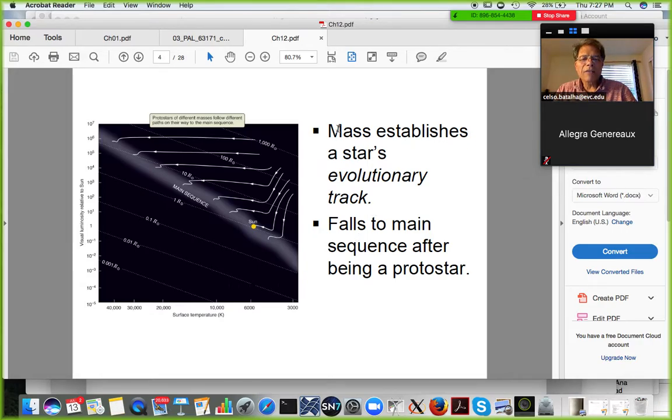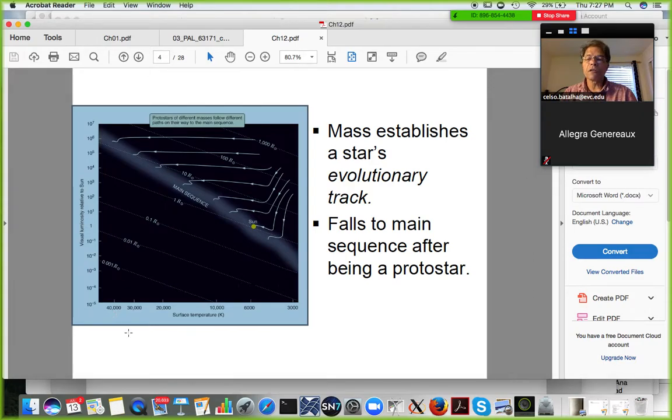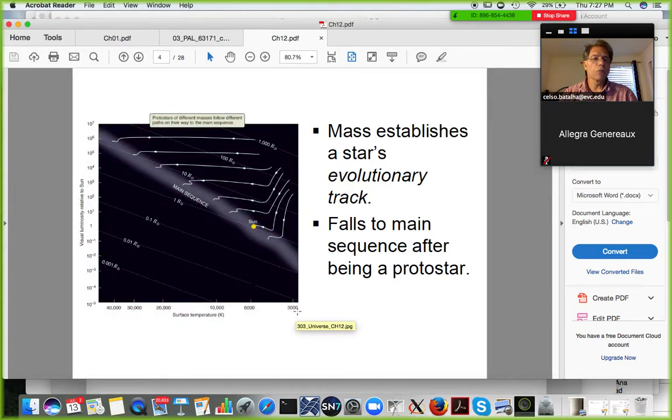So mass established the stellar evolutionary track. And that is what this diagram attempts to indicate. We have a diagram that gives you in the y-axis the amount of energy the star is sending. We call that luminosity. And in the horizontal axis, we have surface temperature, right? The surface temperature is such that the left-hand side is where the hottest stars are, and the right-hand side is where the coolest stars are. And these tracks that you see in this diagram are the so-called evolutionary tracks.